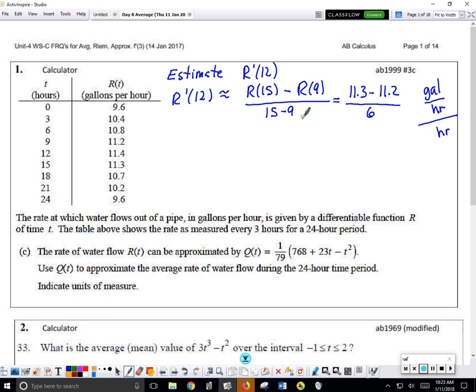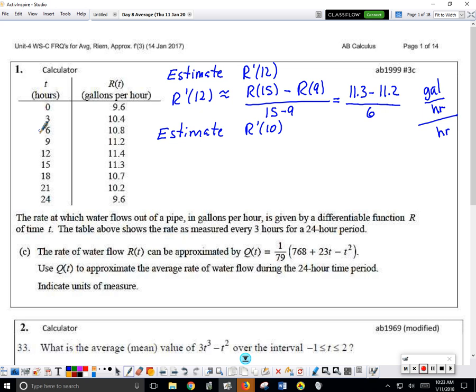Okay, now look, if there were three ways you could do this one, and if they asked you to estimate R prime of, I don't know, 10, look over here. Now you only have one option. You don't want to go from 9 to 6 because that doesn't even include 10. You don't want to go from, say, 12 to 15. That doesn't include 10 either. The only thing you can calculate is going from 9 to 12, because that includes 10.